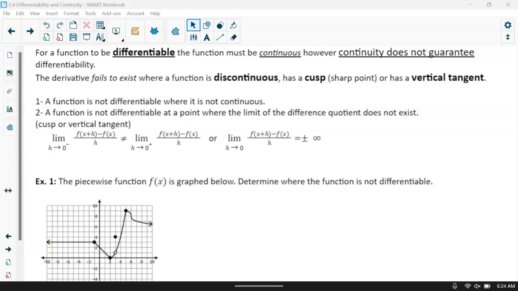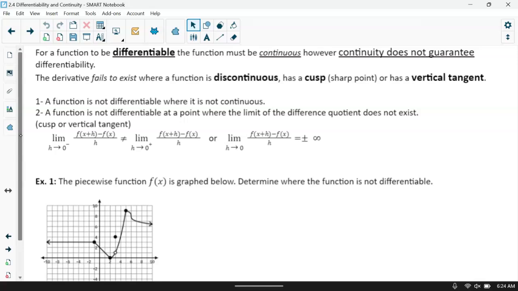In this video, I'm going over the concept of differentiability and continuity given a graph. So when a function is differentiable, it of course must be continuous. However, continuity also does not guarantee that it's differentiable at that x value.